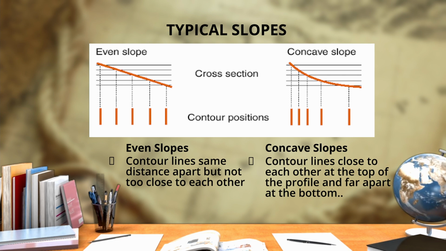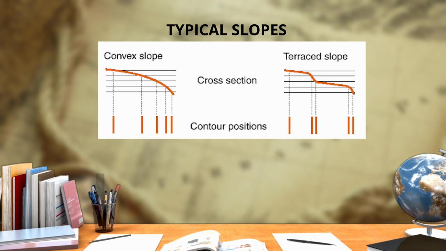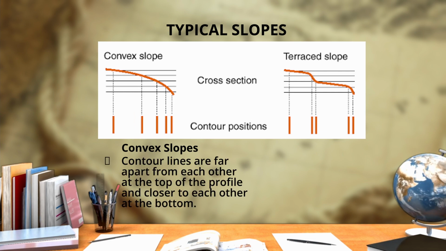In a map, you should look at contour lines closer to each other at bigger numbers, and those lines with smaller numbers are far from each other. That is our concave. While a convex is when contour lines at the top of the profile are far from each other and closer to each other at the bottom of the profile. What this means in a map is that when the lines that have got smaller numbers are far from each other, while those with bigger numbers are closer to each other, that is our convex slope.